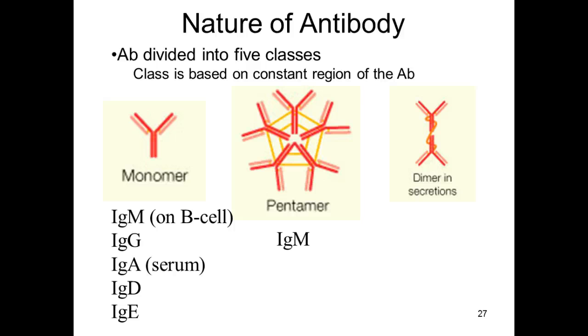Okay, and then when it goes into our secretions, it's a dimer. And which one is that? IgA. And what do we mean by secretions? What's an example of a secretion that this would be found in? Breast milk, mucus, and tears. Breast milk, mucus, tears. You forgot one. Saliva.